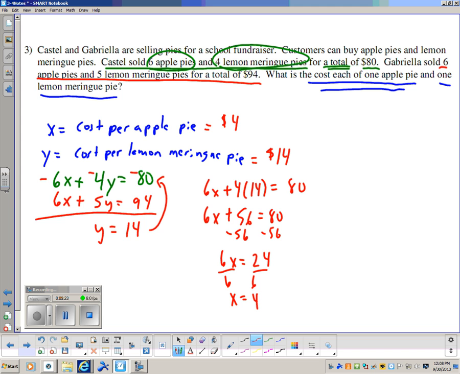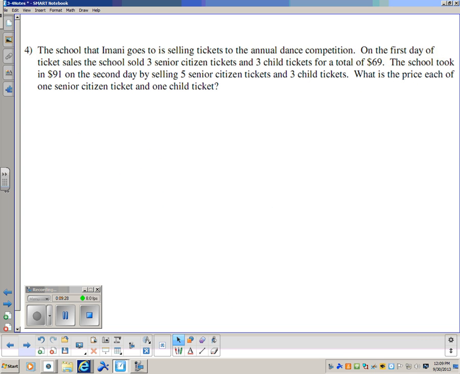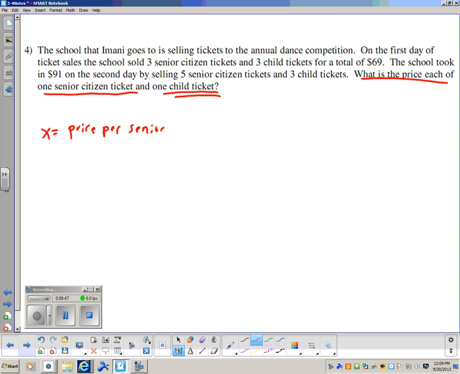All right, we got another one here to look at, I believe. The school that Imani goes to is selling tickets to annual dance competition. Again, I'd like to go to the question here first, so I'm going to come down here first. What is the price each for one senior citizen ticket and one child ticket? So x equals the price per senior citizen ticket, y equals price per child ticket.